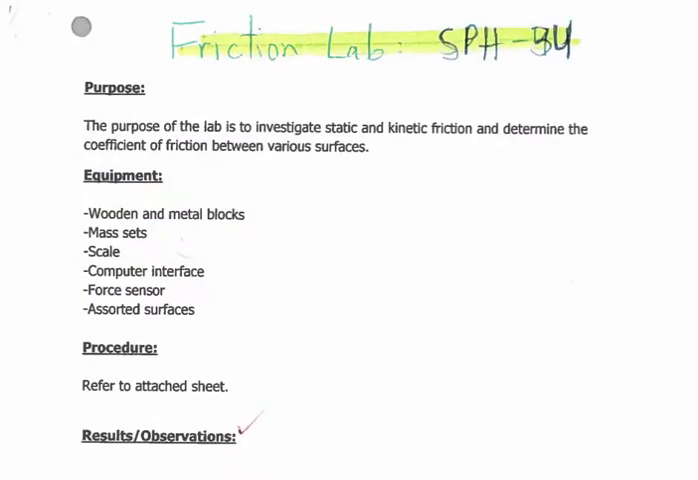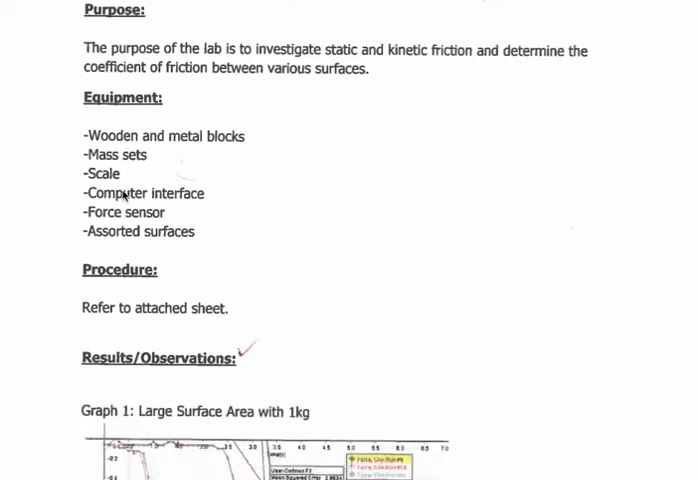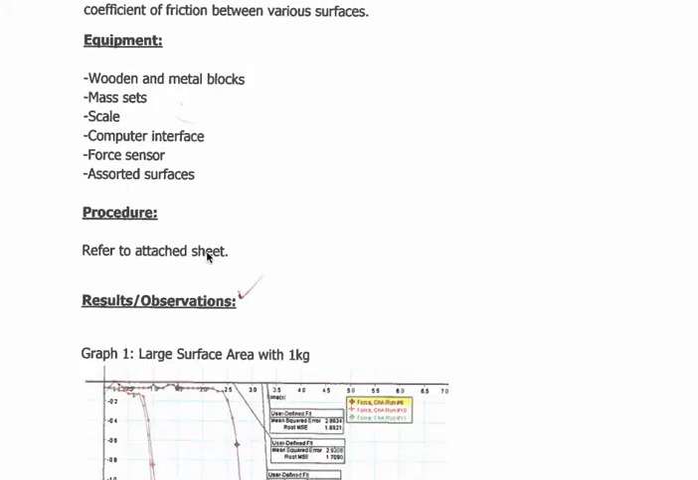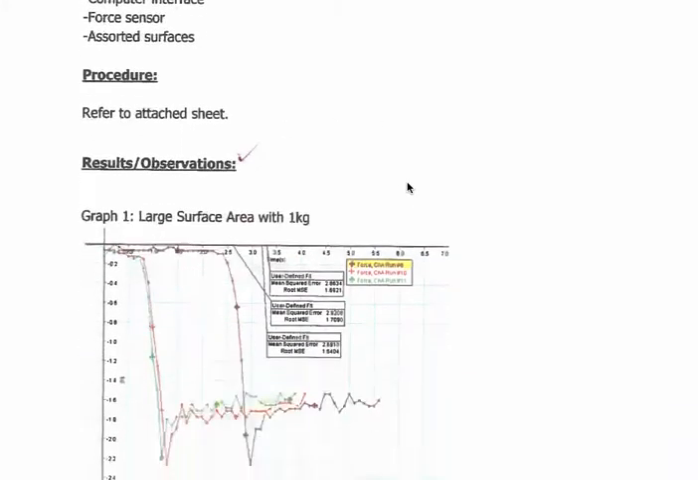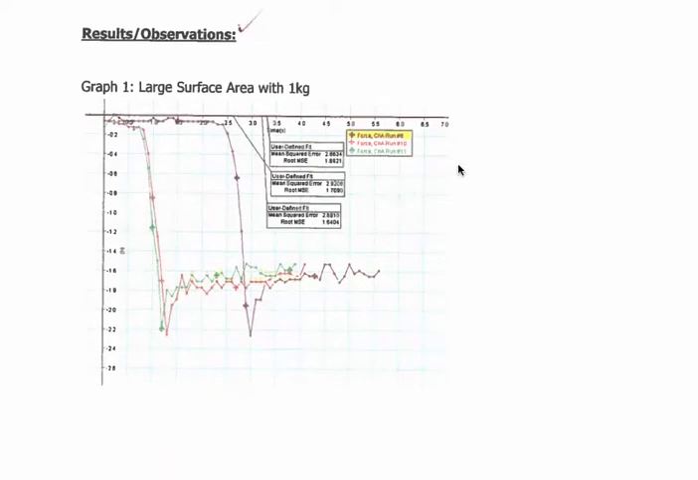So here's an example. This was a piece of student work which I took the front sheet off because it had their names on it, so I just very quickly wrote in the name in pen. Purpose is here, equipment is here, procedure, refer to attached sheet, make sure that that's there, and we look down at some of the results and observations. So here is one of their tables.